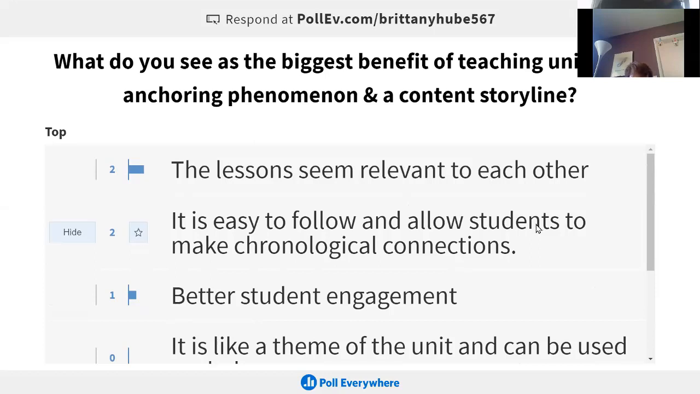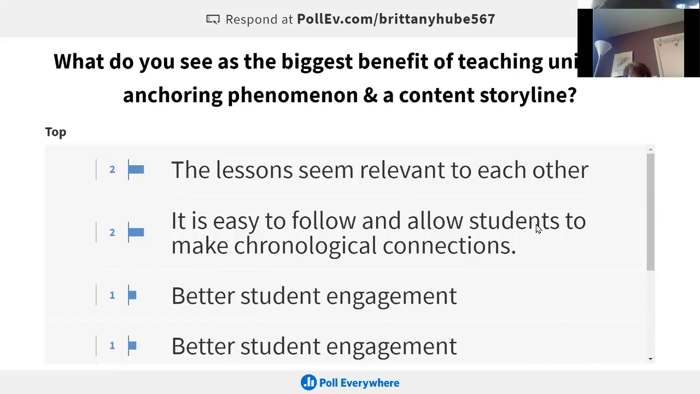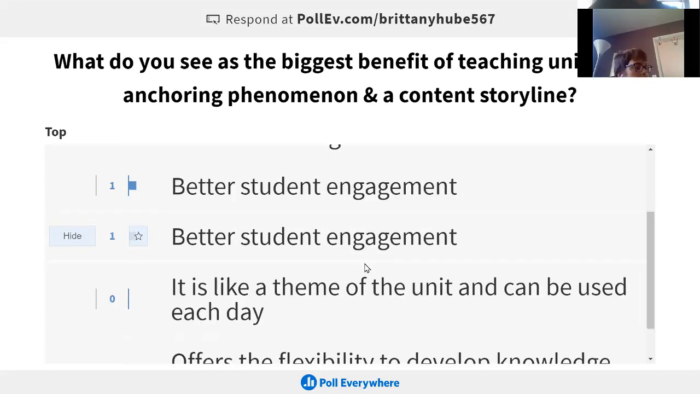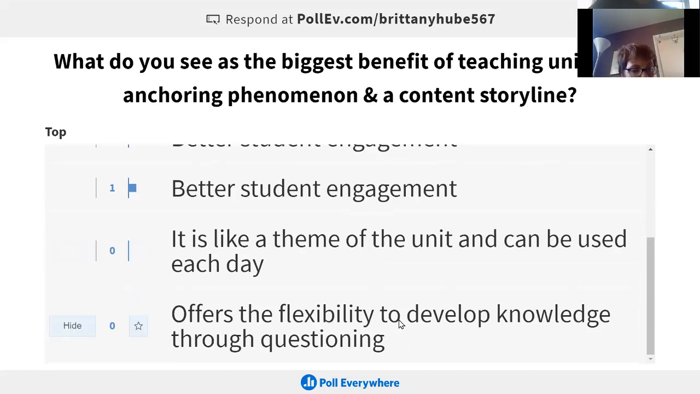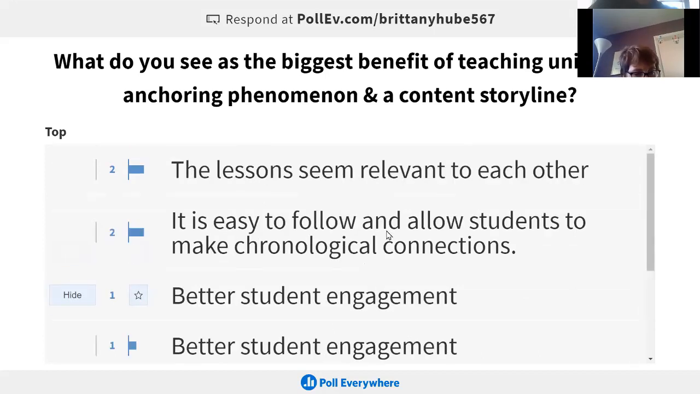And I see that being really helpful virtually as well. If you can present it like a story, it's much easier to keep up with what's going on in a story than just independent little ideas every day. So really good ideas about how this can be beneficial.